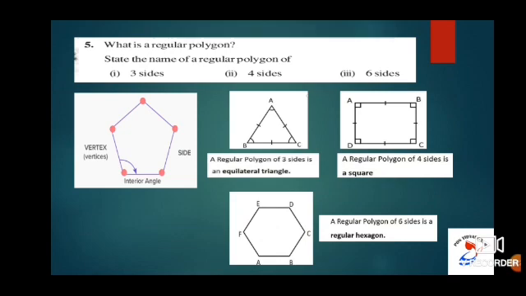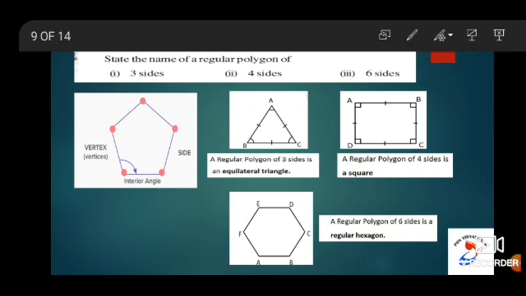Now we will go to question number 5. What is a regular polygon? State the name of a regular polygon. We have already discussed the definition of a regular polygon, right? Look at the figure for a regular polygon. It will have vertices, it will have sides, and it will also have interior angles. All these red color dot markings are called vertices. This is your side, and the angle that is formed inside is called the interior angle.